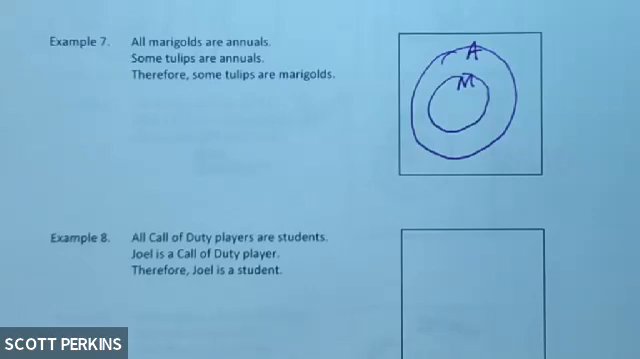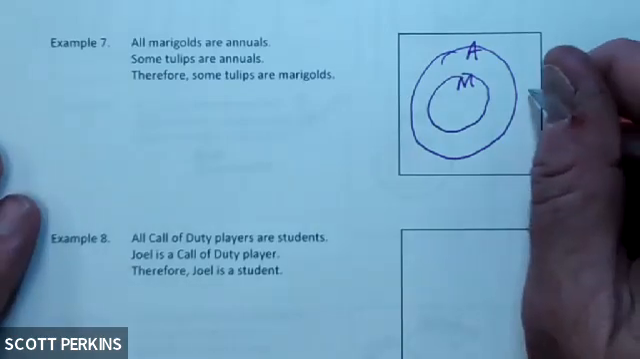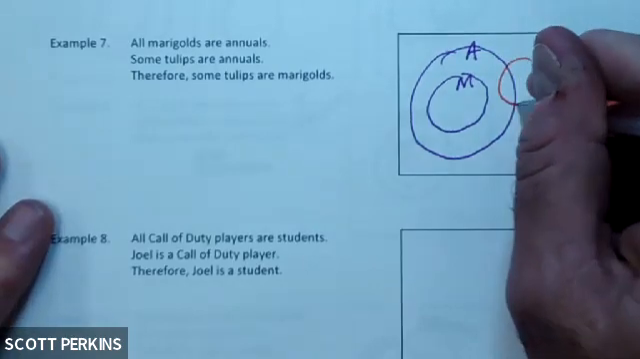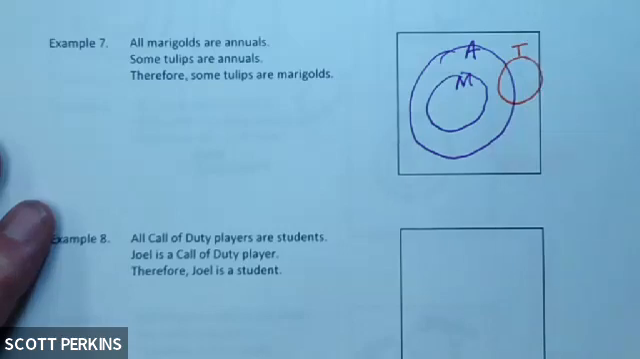All right, the next statement says that some tulips are annuals. So I have to draw a tulip circle. According to that statement, the tulip circle intersects with what circle? The annuals. It doesn't say anything about the marigold circle. So does this circle right here meet the criteria? If I draw the tulip circle like that, does that meet the criteria?